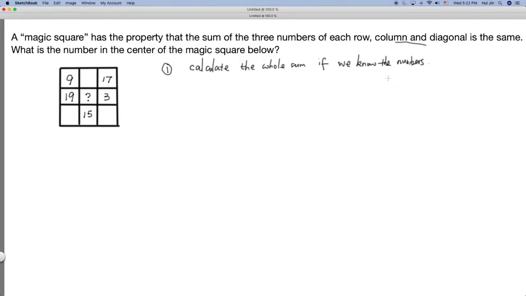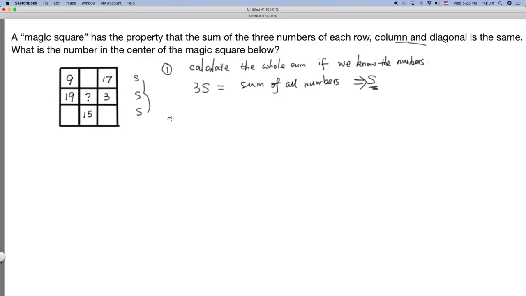What's the benefit if we calculate the whole sum? Knowing that each column or each row has the same sum, let's say the sum is S, then adding all those 3S together, 3S will equal the sum of all numbers. And from here, we can calculate S. Knowing S, the common sum, is going to be very useful. Now, this does not apply to this question because we don't know what numbers are going to fill into this magic square.